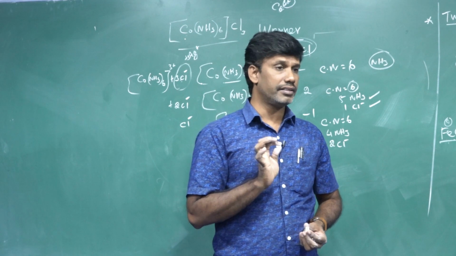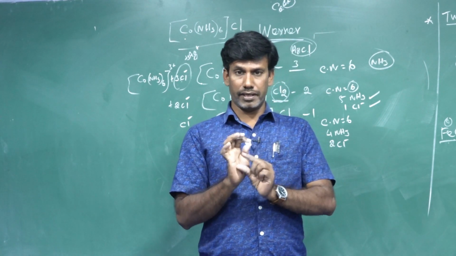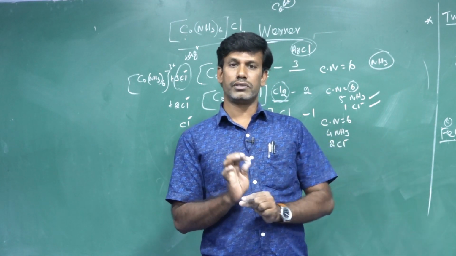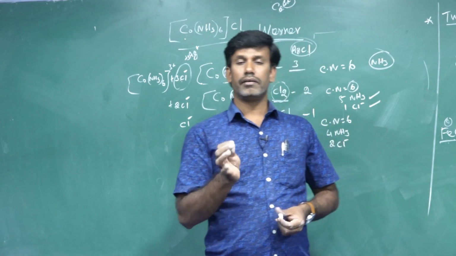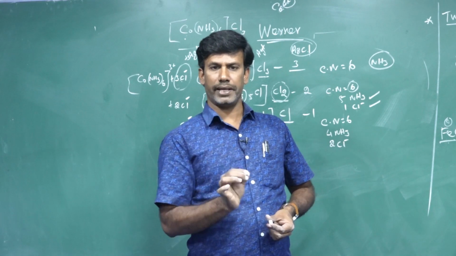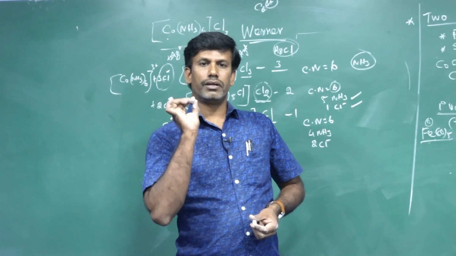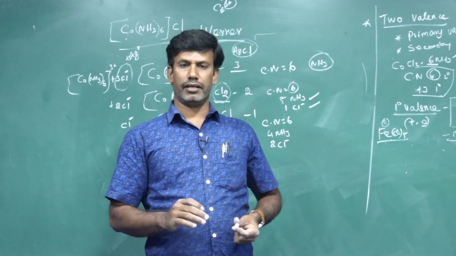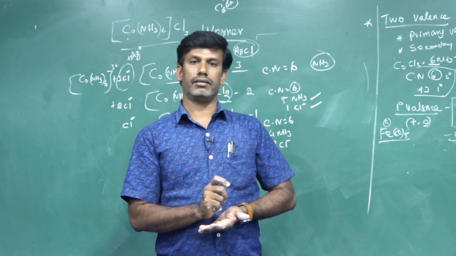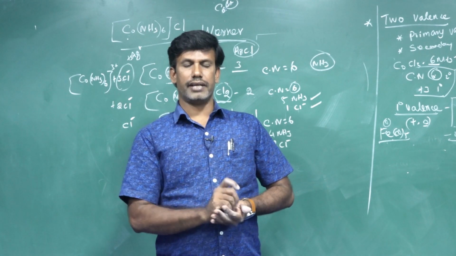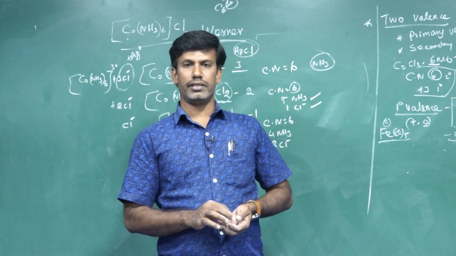Werner explained how the compounds are formed, what the primary valency is, what the secondary valency is, and so on. But he failed to explain how they show color and magnetic property. These are the limitations of Werner theory. Then let us have an evaluate question. With this we can conclude.